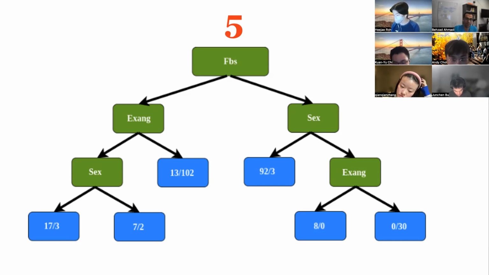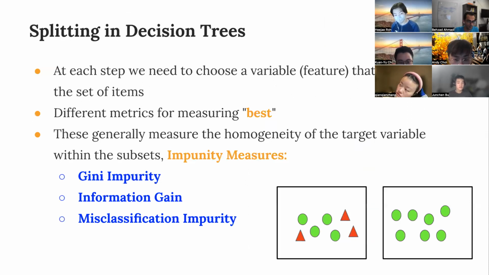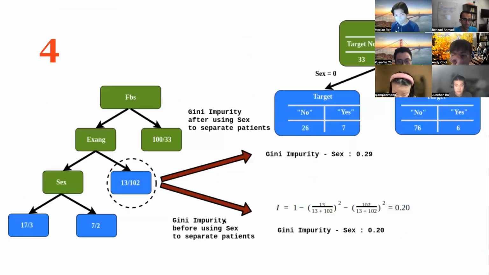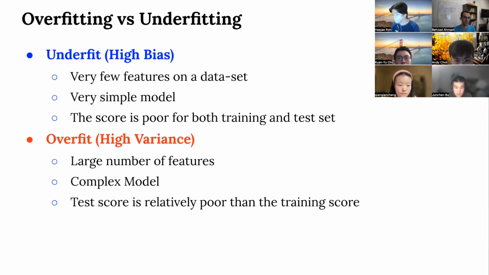And again, I don't know if I have slides, but you can also go back and define what is information gain and what is misclassification impurity, and you may have a different decision tree. But what is overfitting and underfitting? With decision trees, it's easy, right? Let's go to the overfit. If you have a large number of features, so hold on a sec. Any question?